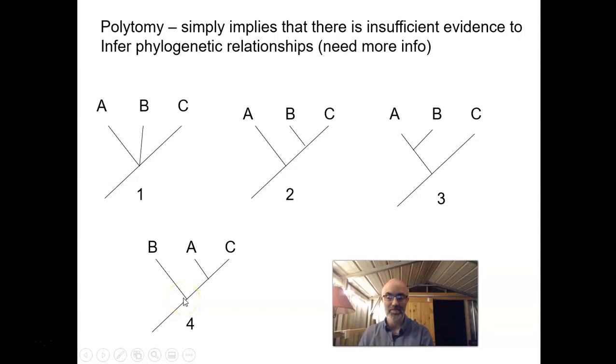I misspoke. Okay. Now, what about this one at the top here? This is what we call a polytomy. And what this tells us is we don't know. This is basically acknowledging uncertainty in the evolutionary relatedness of these groups. We need more information.